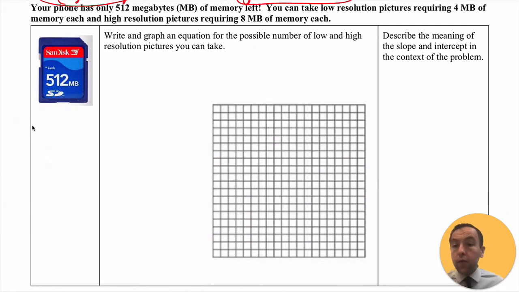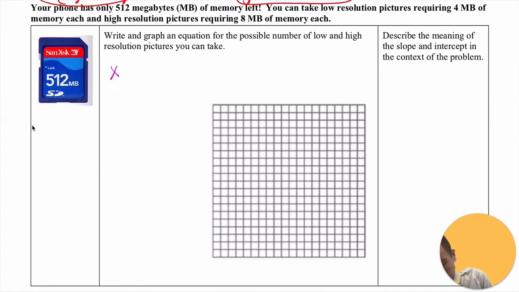Here we have that your phone has only 512 megabytes of memory remaining. You can take low resolution pictures that require 4 megabytes of memory, and then high resolution pictures that require 8 megabytes of memory each. Write and graph an equation for the possible number of low and high resolution pictures that you can take.